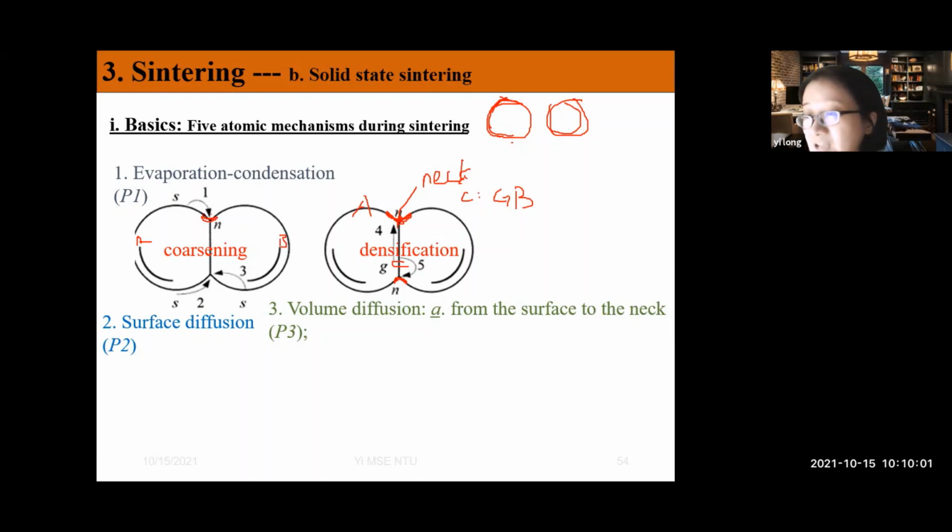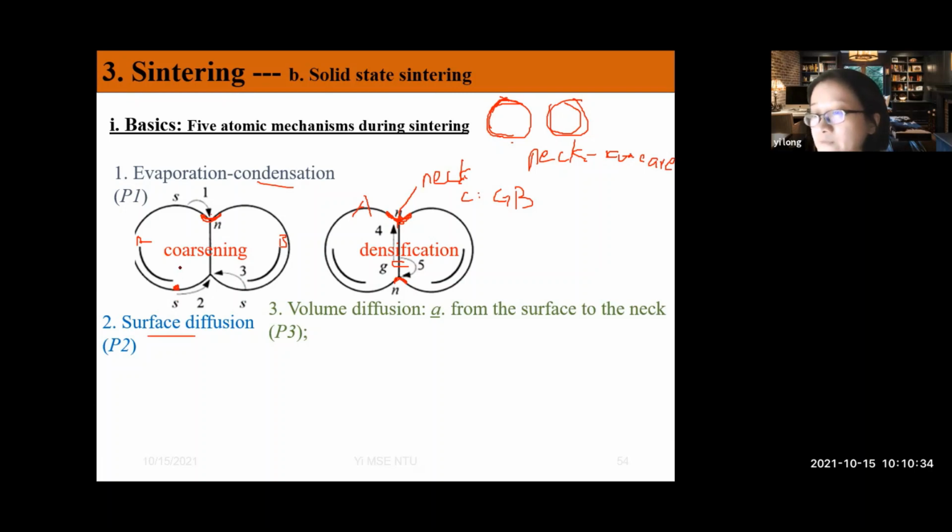It's supposed to be the negative, right? This is the neck area. Can you write it down at this moment? Neck equals concave. Okay, so it's going to stay at the concave place, our neck. So this is the first one, evaporation condensation. And the atom is also going to move, right? So the atom here is going to move from where to where? Tell me. This is surface diffusion.